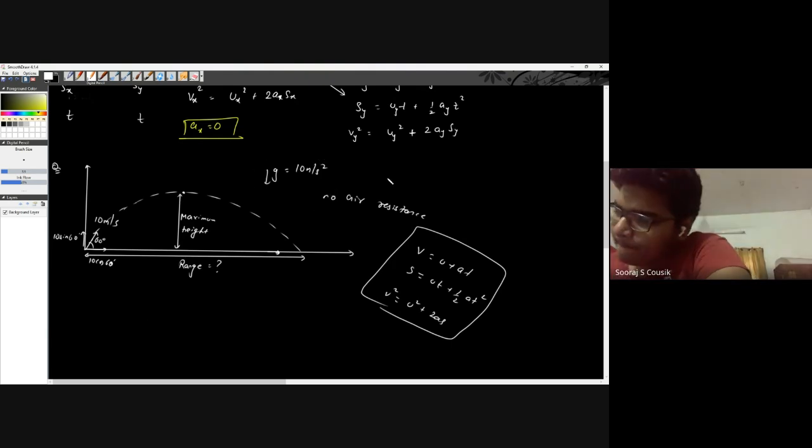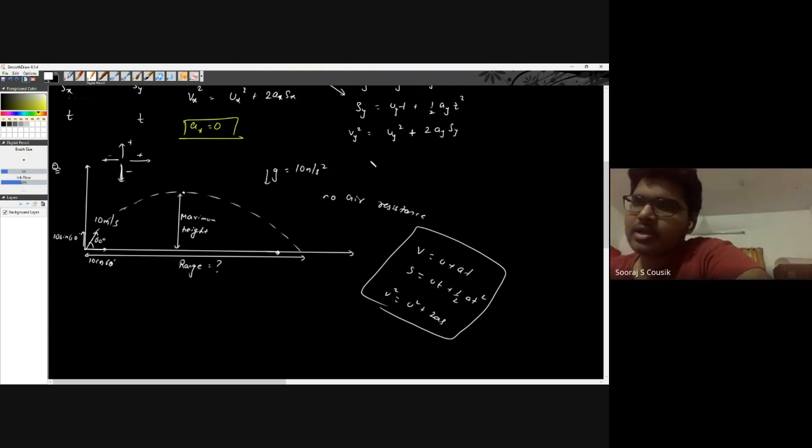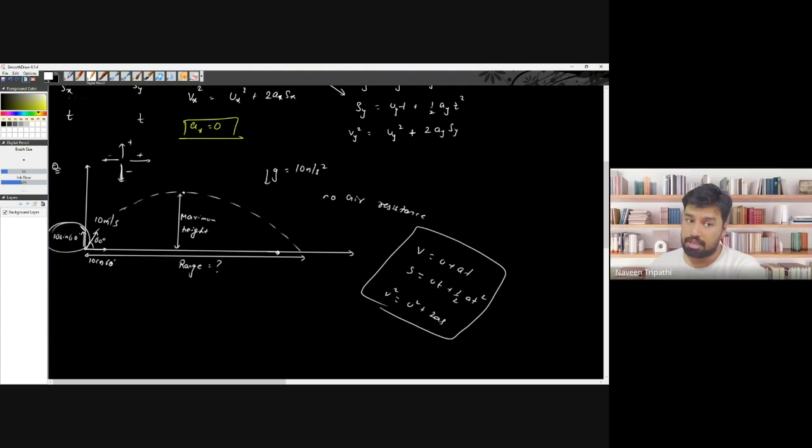Always follow the Cartesian convention: right side plus, left side minus, up plus, down minus. Any quantity which is down, you'll take minus. Any quantity which is to the left, you'll take minus. Any quantity which is up and right, you'll take plus. So clearly acceleration is down, which is why it's minus 10. Initial velocity is up, which is why plus.